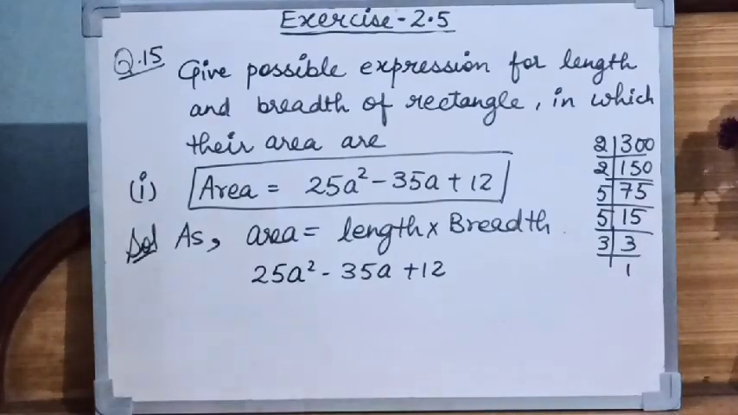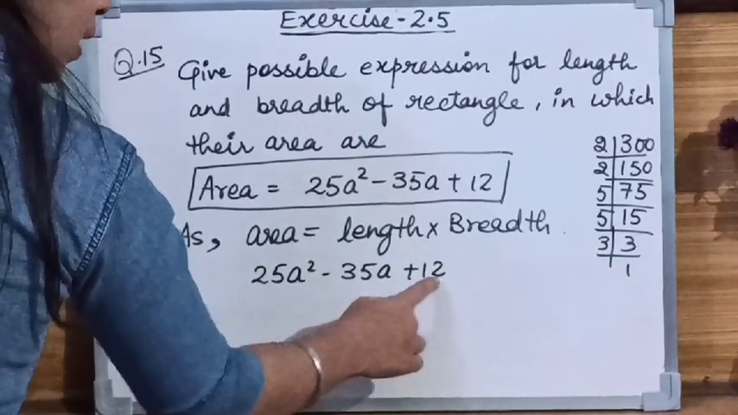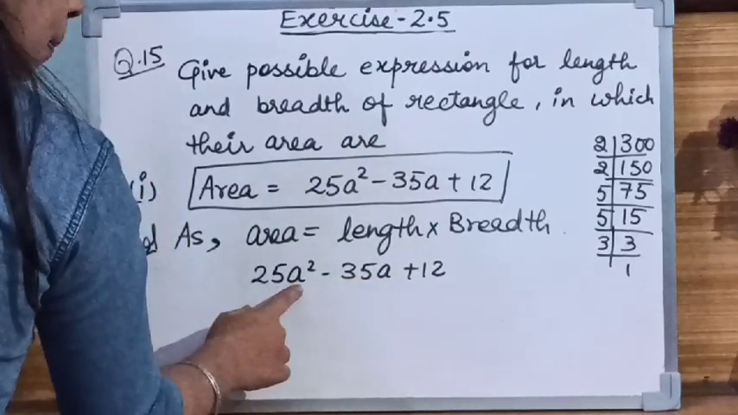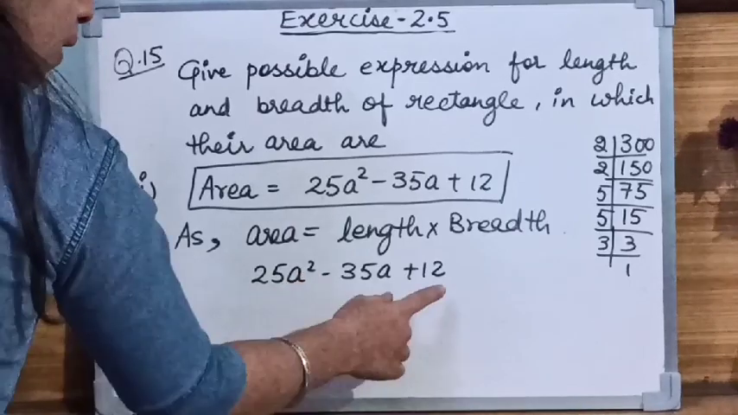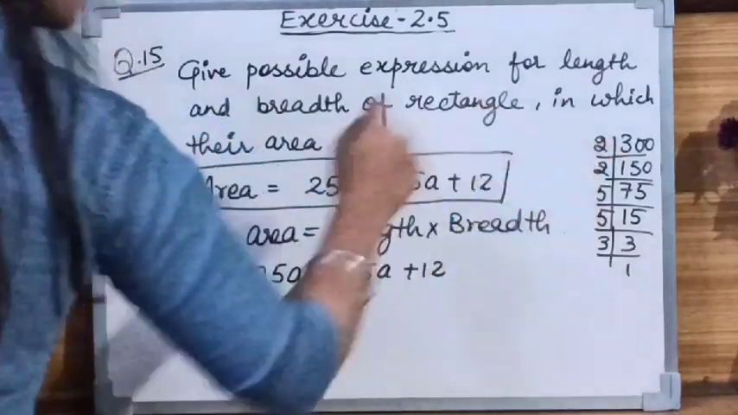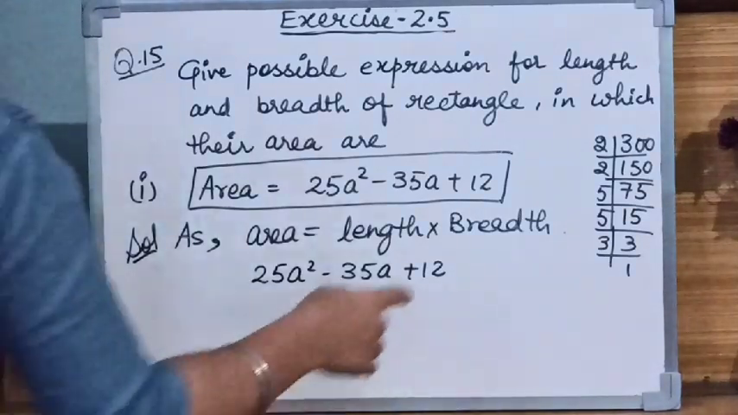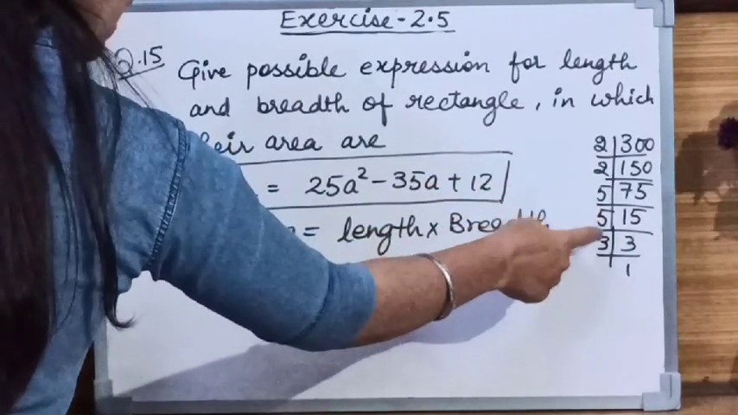So in that, as you can see, we have 3 terms, and we have to multiply our constant term with the coefficient of a square over here. That is, we have to multiply 12 by 25. And when you multiply 12 by 25, you will get 300. I have already done the prime factorization of 300, and in that we got 2, 2, 5, 5, 3.